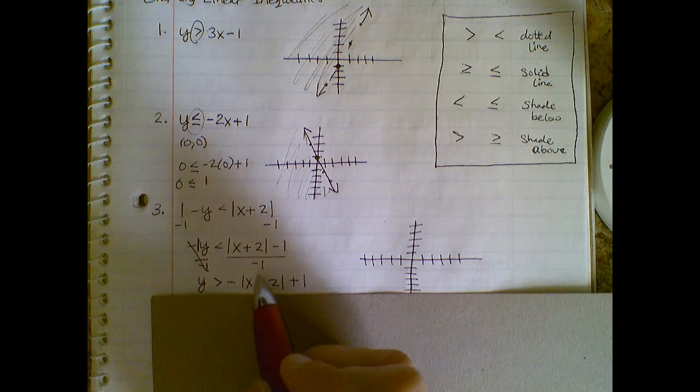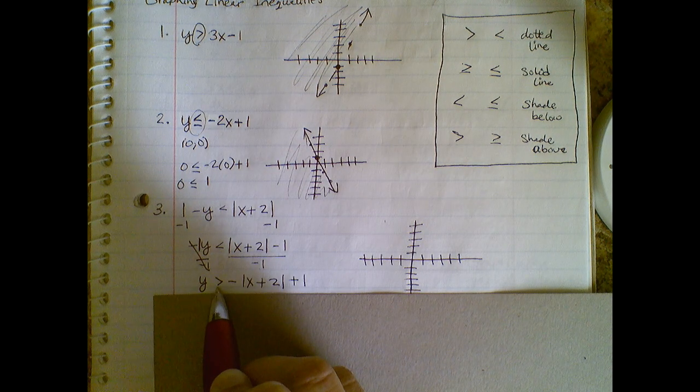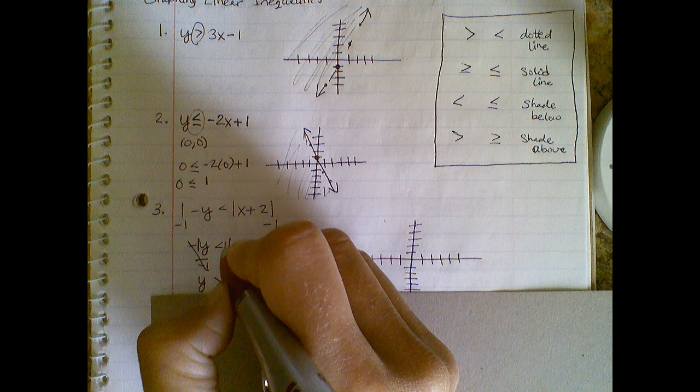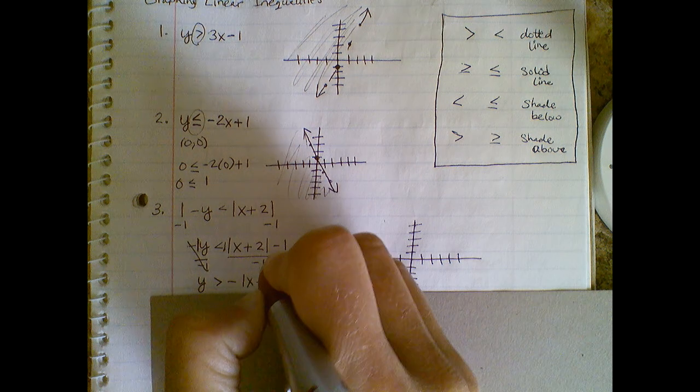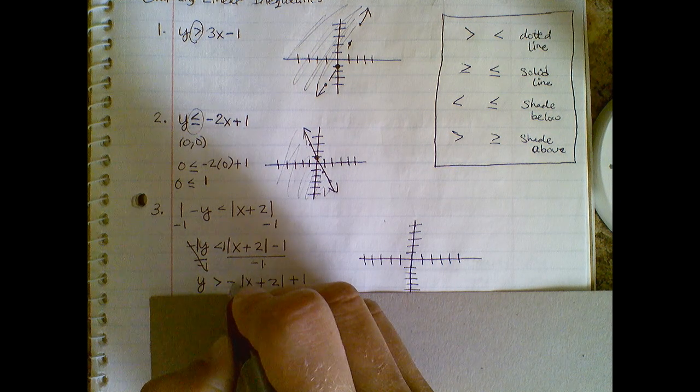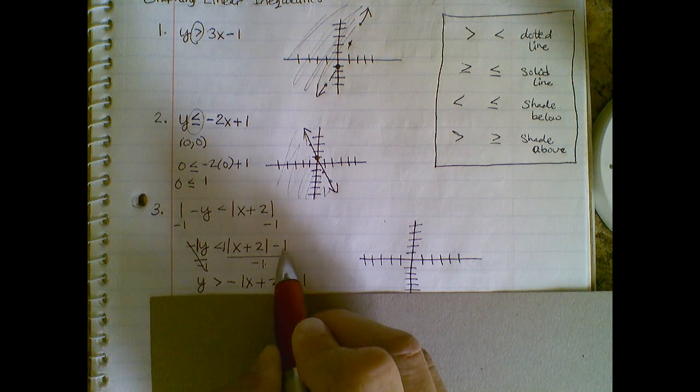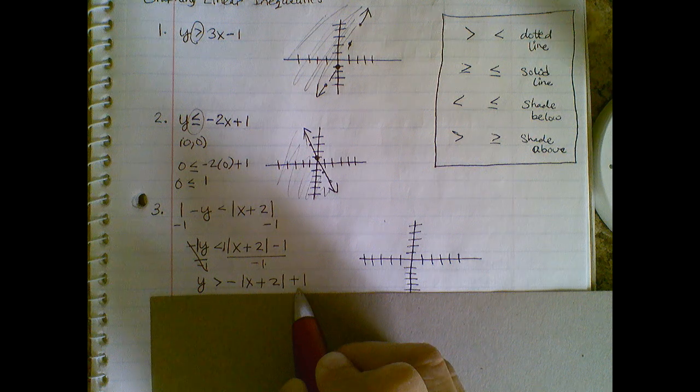And then I'm dividing by a negative, so I need to switch the direction of the inequality. Anytime that we multiply or divide by a negative, I have to switch the direction of my inequality. And then think of the number out in the a slot as just 1. So 1 divided by negative 1 is negative 1. And then the absolute value bars stay the same. The negative 1 divided by negative 1 is just plus 1. So this is my new equation.